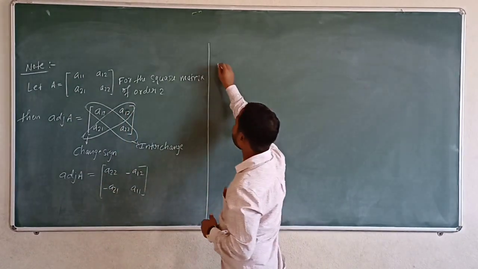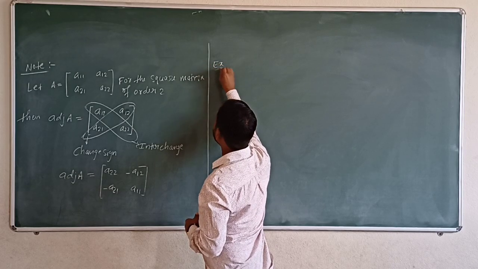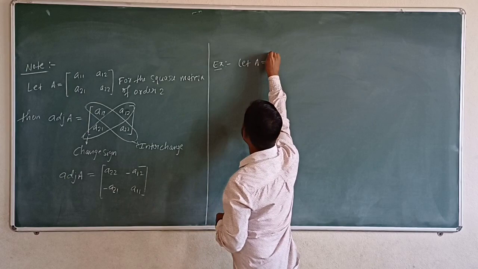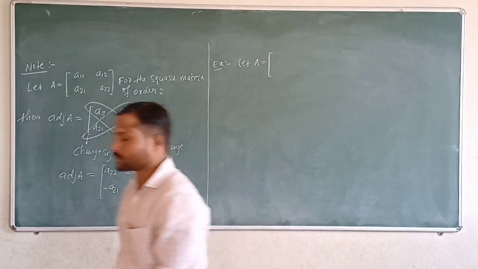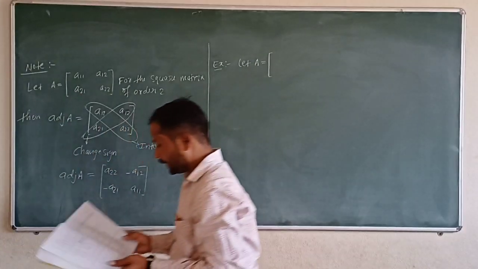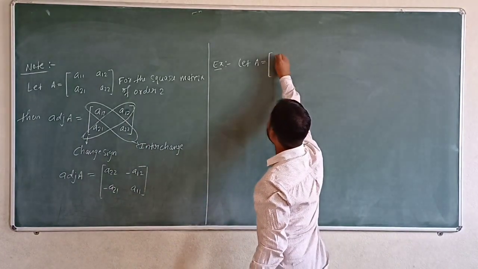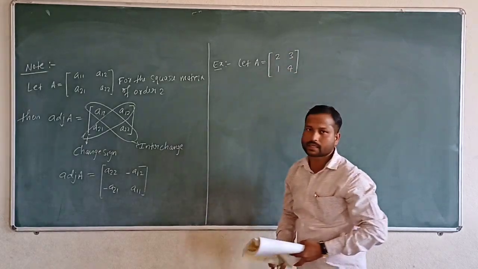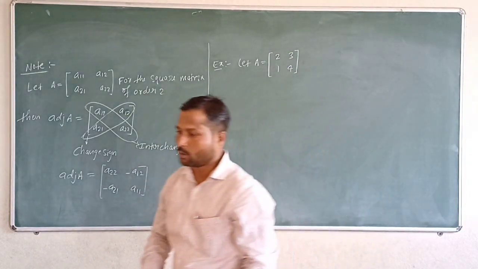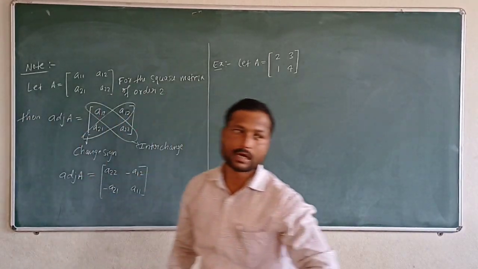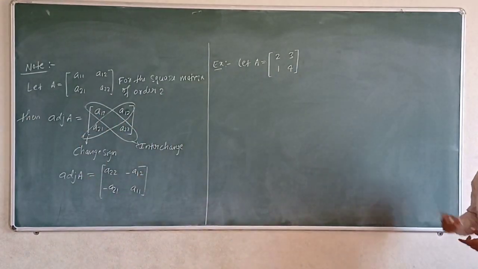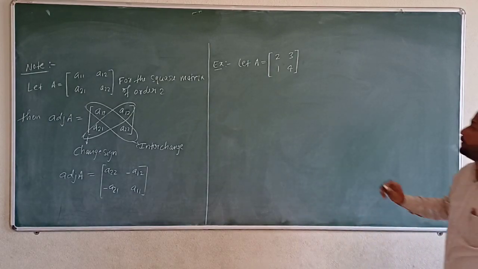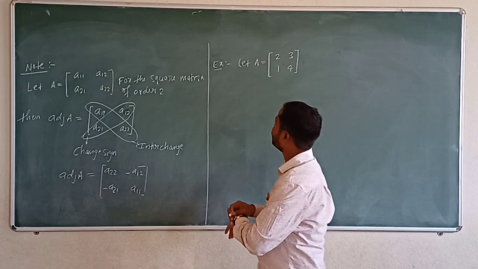Okay, take up one example. Let the matrix A be equal to 2 3 1 4. Then what is its adjoint? We have to find the adjoint for the given question. See here, let A be equal to 2 3 1 4, the given matrix.